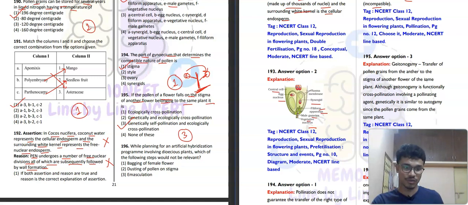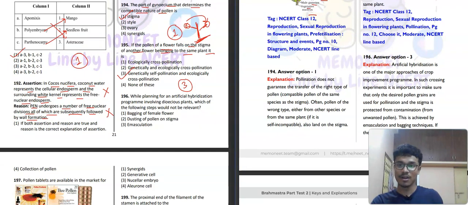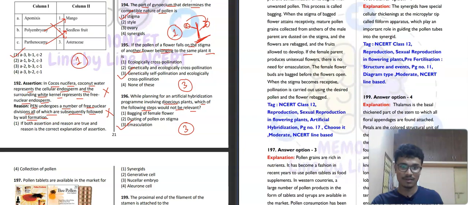Moving towards the next question, 196. It is saying that while planning an artificial hybridization program involving dioecious plants, which of the following steps would not be relevant: bagging of female flowers, dusting of pollen on stigma, emasculation, or collection of pollen. In dioecious plants, why would we need emasculation? The third option will be our correct answer for this question. You can read the explanation as well. The third option is the correct answer.